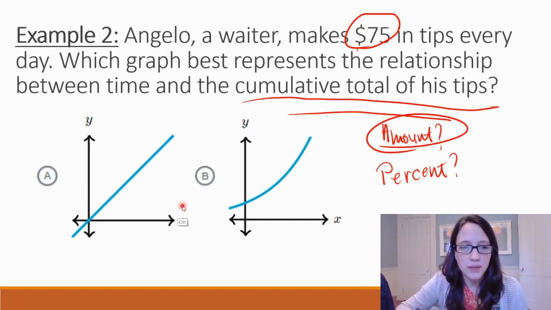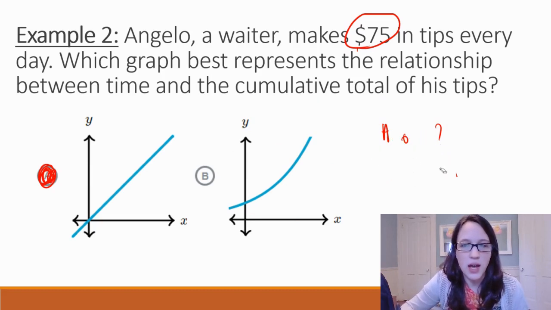So which of these graphs here represents a linear function? Well, it's the one that's a line, right? The one that's straight. This one is an exponential. This one looks like our coronavirus cases. So it's not going to be that one.